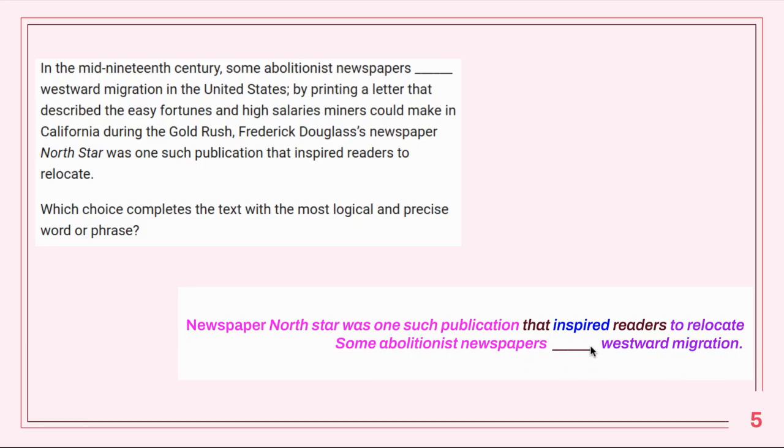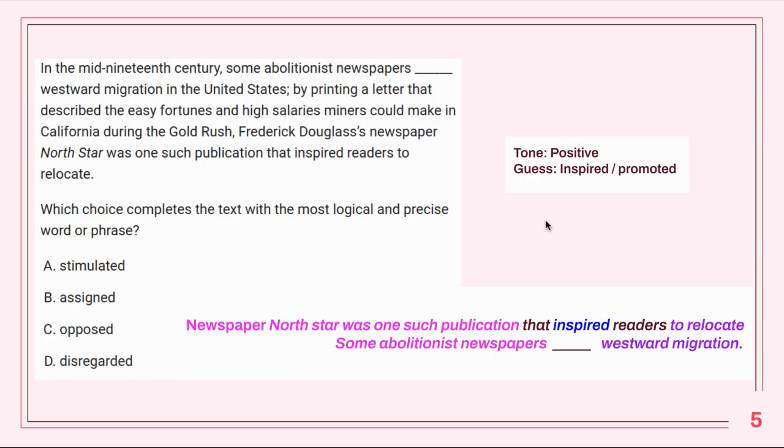So if I had to come up with my own guess word, I'd come up with something like inspired or promoted. They inspired Western migration in the United States. So here, just from this word, I can see inspired would fit here. Obviously, it's probably not going to be the same word, but I want a word like inspired or promoted, a verb that's really positive, because these newspapers were talking positively and wanted people to move west. So take a second to see which word best fits with that.